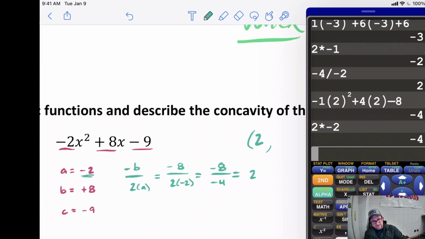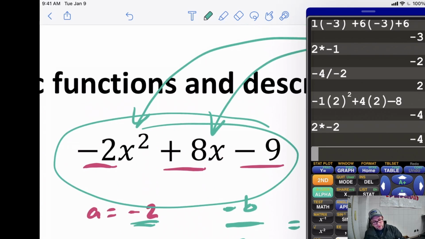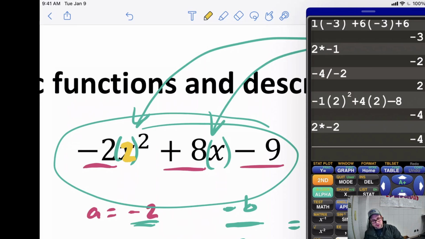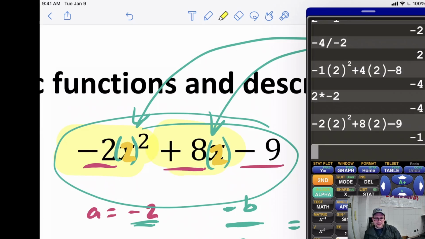So we want to take that value and we want to plug it in here and here. So we are going to retype this whole thing in our calculator, but we're going to put parentheses around where the x is, and then inside those parentheses, we're going to put whatever we know x is equal to, which in our case was 2. So here we go. We're going to have -2, parenthesis, 2 to the second power. So far, we've typed out this much of it. Then we're going to say plus 8, parenthesis, 2. Now we've typed out this much. Last but not least, we need to say -9. And when you hit -9, you get a -1.